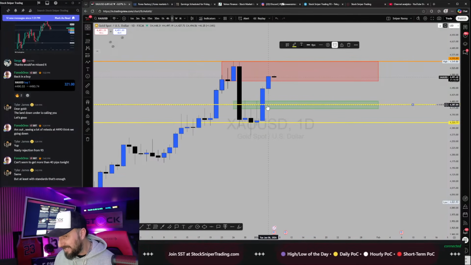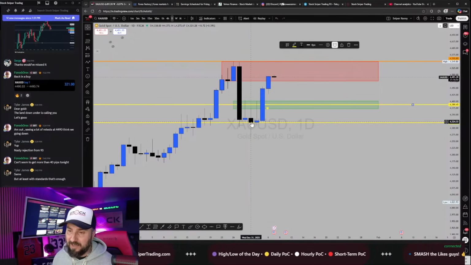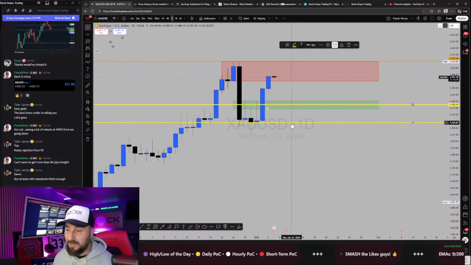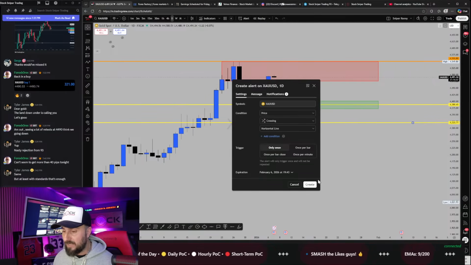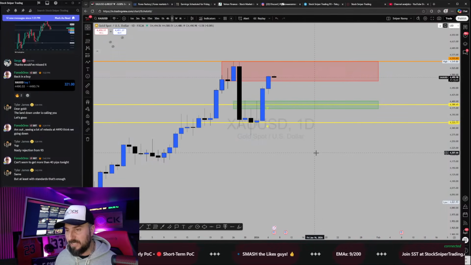So I know that this is a nice area to buy, but this is a better area. It's a better discounted area. The bigger buyers came in here. That's where that big ignited bar came in. So I'm going to add an alert there as well, right? So now I've got good buying alerts if it ever comes down there, okay?